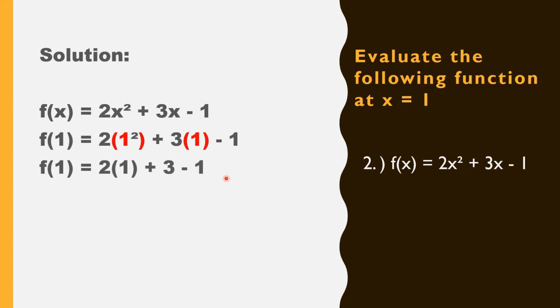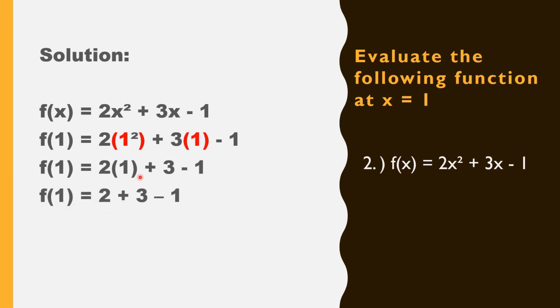Okay, we will now compute the value or to simplify. So, we have here f of 1 equals 2. And then, we will simplify 1 squared, which is 1 times 1 is 1. So, we have 2 times 1. Plus 3 times 1 is 3. Okay, copy minus 1.